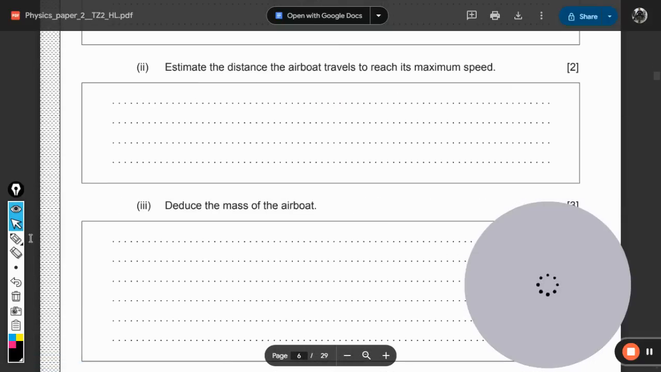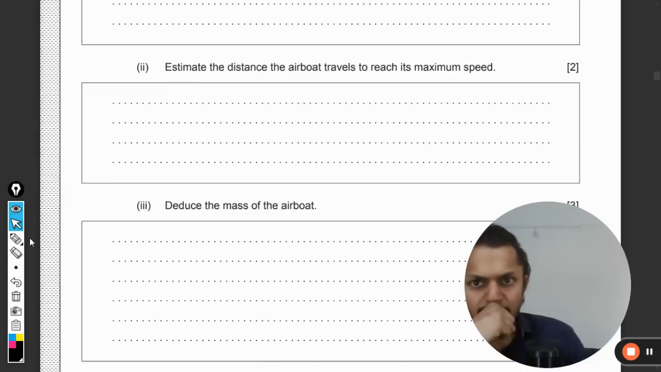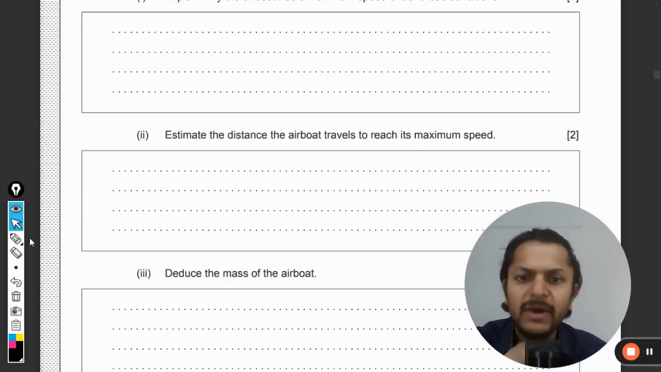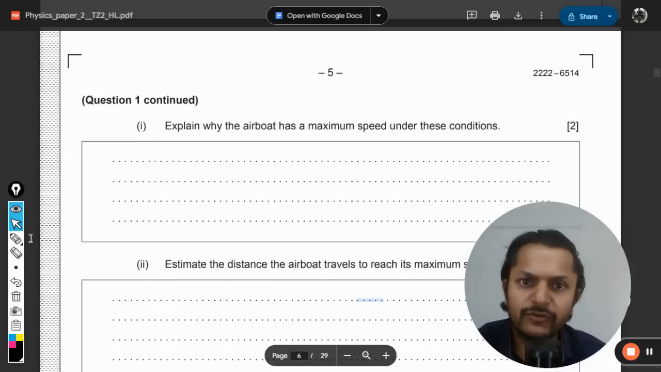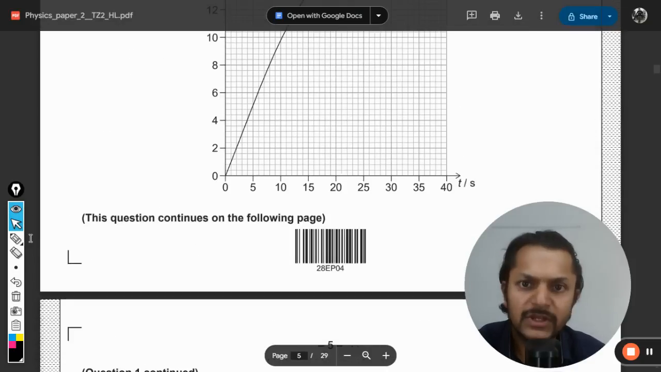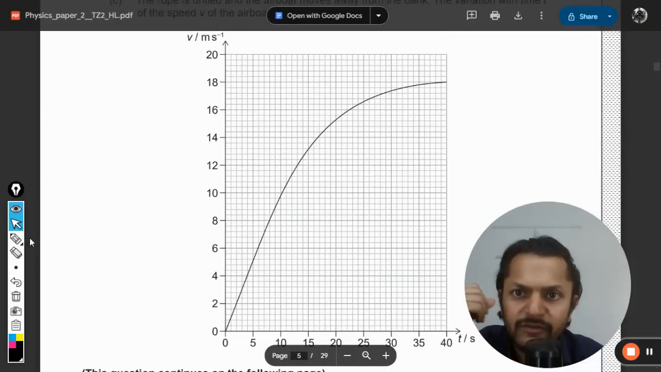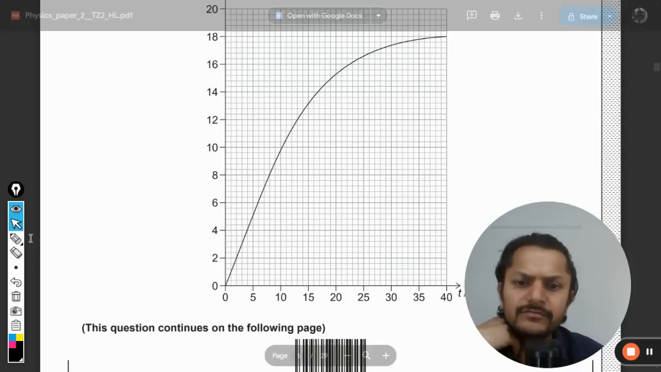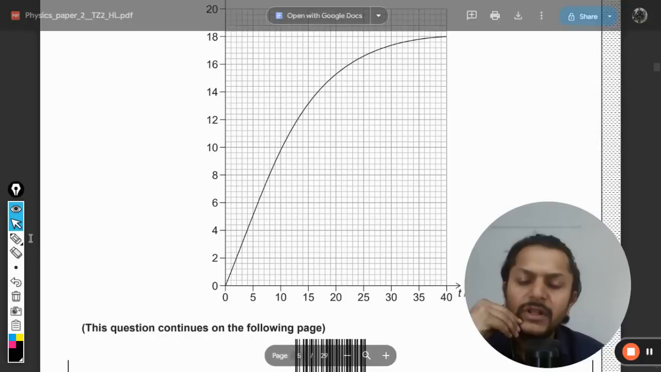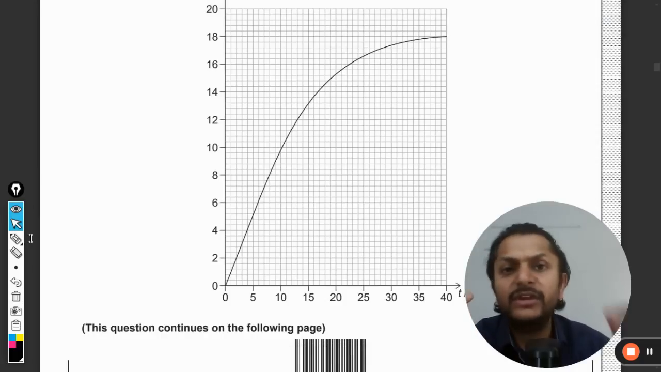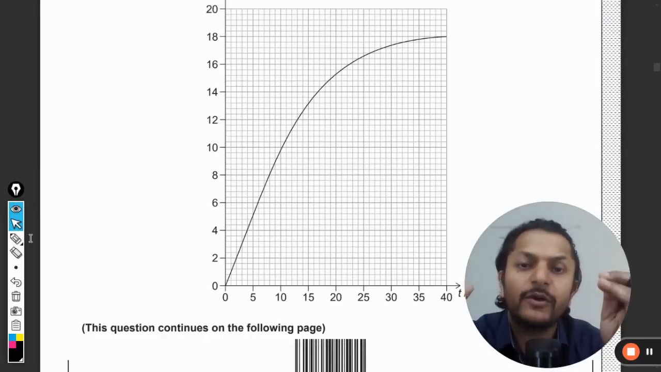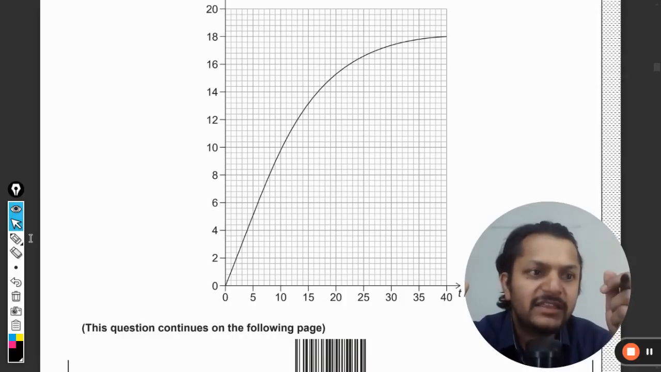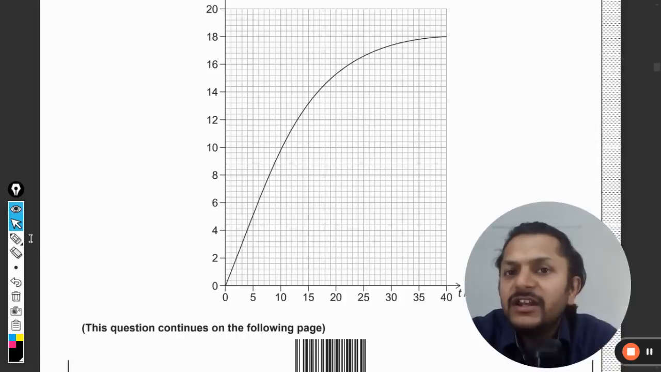Deduce the mass of the airboat. Okay, so we have to find the mass of the airboat. So how can we find that? I think the mass of the airboat can be found by using the formula F equals m into a. I don't think there is any other formula that we can even use here.